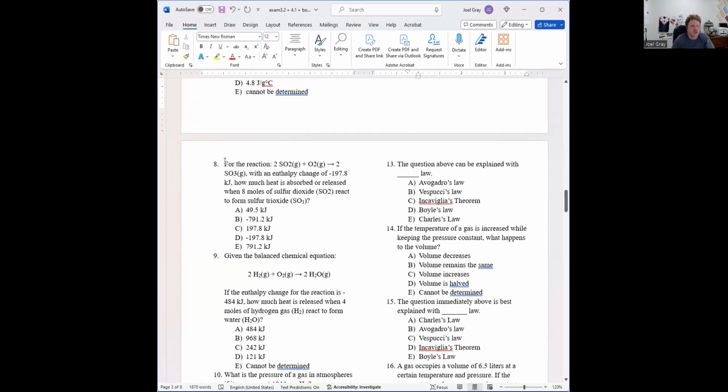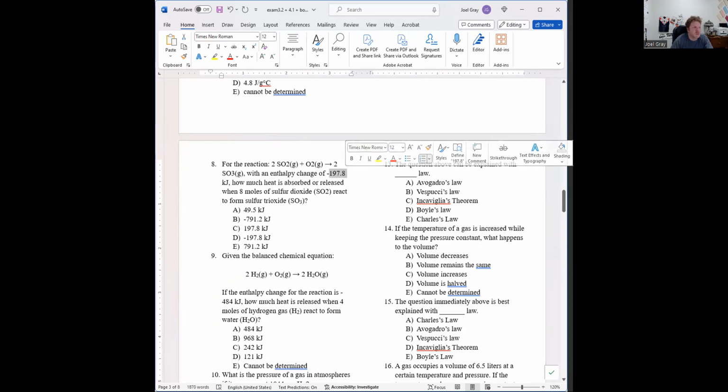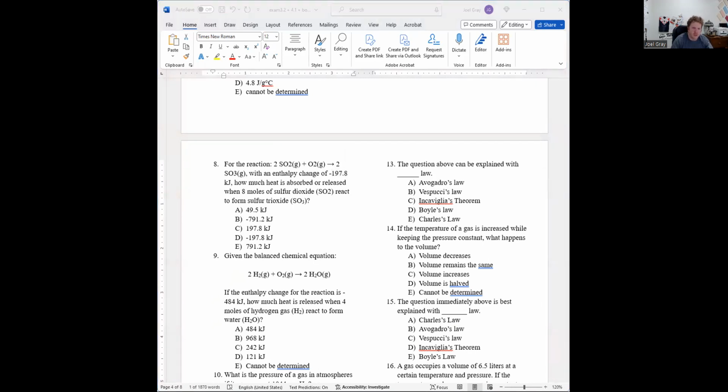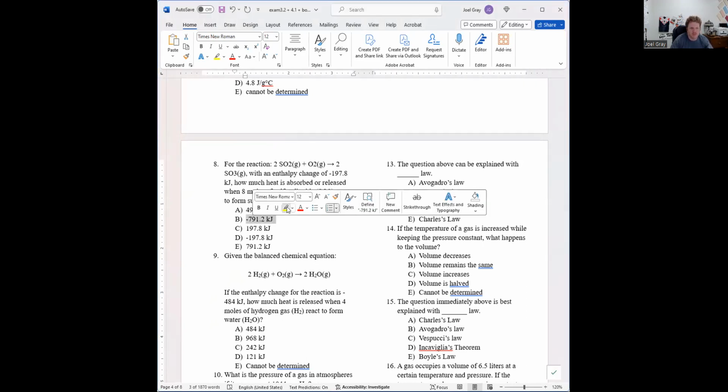For the reaction 2SO2 plus O2 yields 2SO3 with an enthalpy change of negative 197.8, how much heat is absorbed or released when 8 moles of SO2 react to form sulfur trioxide? Okay, so we have 8 moles of SO2. Our balanced chemical reaction shows us 2 moles of SO2. So what we need to do is take this 197.8 and simply multiply it by 4. 197.8 times 4, that is negative 791. So B is our correct answer for number 8.